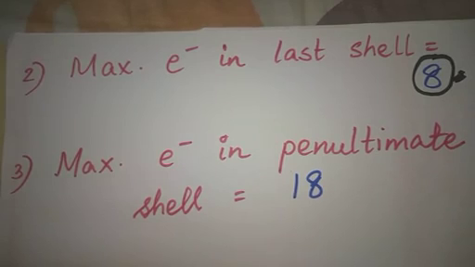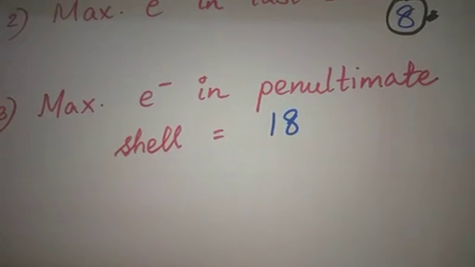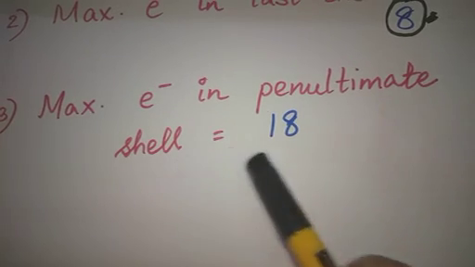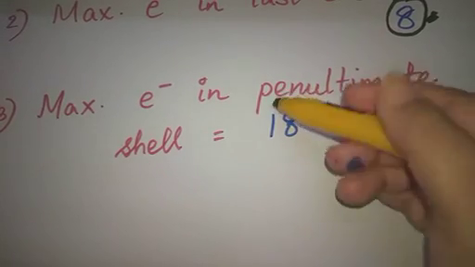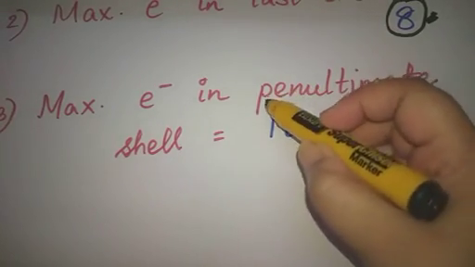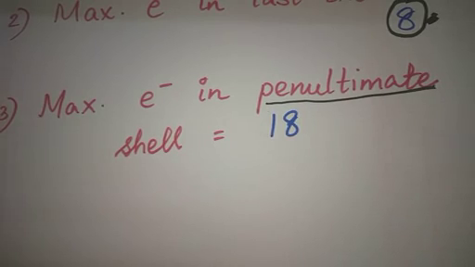Next, we move to the last rule, you can say. Maximum electrons in the penultimate shell can be 18. Now, what do I mean by the word penultimate? This is of utmost importance. I don't know whether you know this word. Many of you must be knowing it. Penultimate means the one before the last shell. So it's like the second last shell.